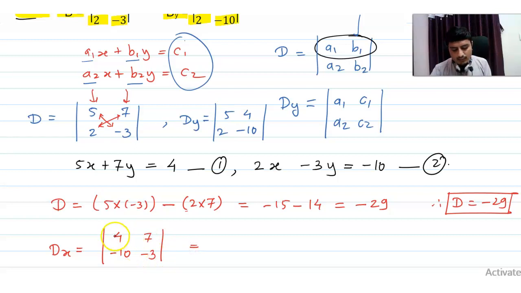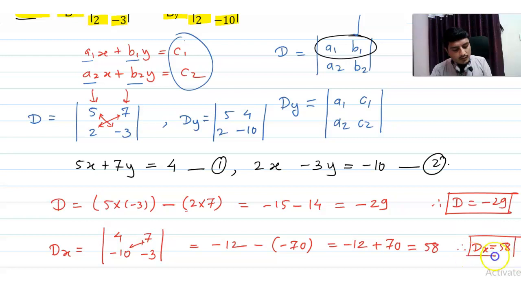So 4 threes are 12, plus minus we have minus 12, the first diagonal element multiplication. We have minus 12 minus, in bracket I am writing now, the other diagonal elements' multiplication, 10 sevens are 70, minus plus becomes minus 70. Now minus minus we have a plus, so minus 12 plus 70, we are getting 58. So at last I am writing, therefore the value of Dx we have 58. Try to make a box around it.